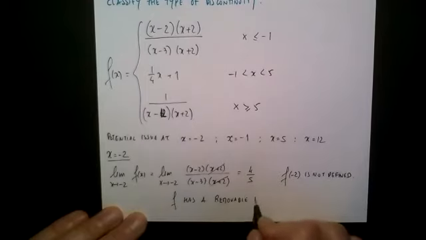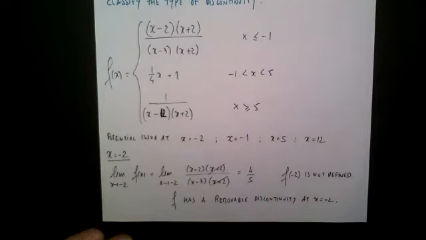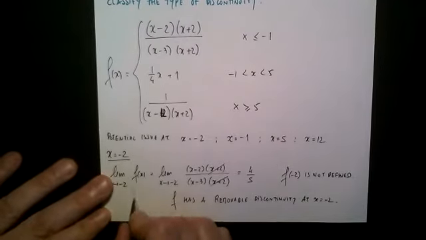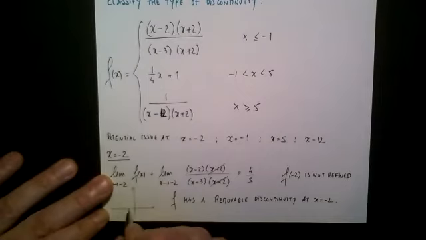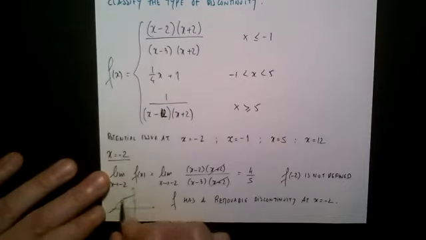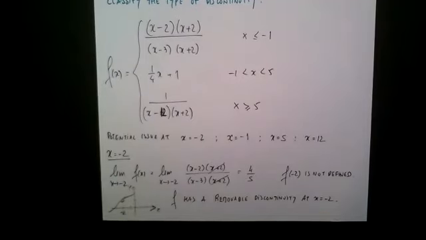Okay, so there's a removable discontinuity at x equals -2. Maybe I'll try something like this here at -1, -2, and 4/5 somewhere here. The function has an open dot. That's what's going on at -2. Questions?